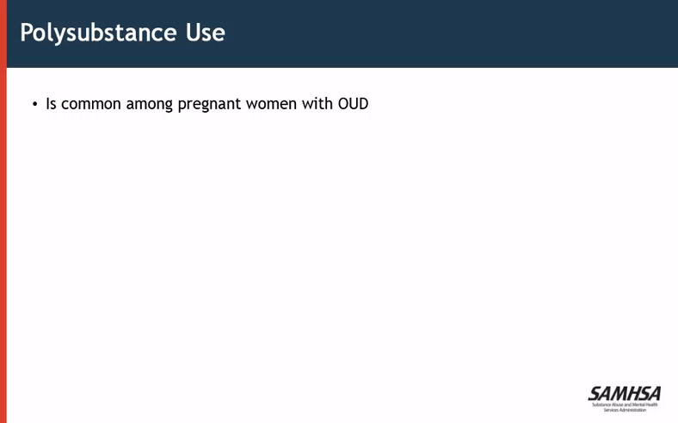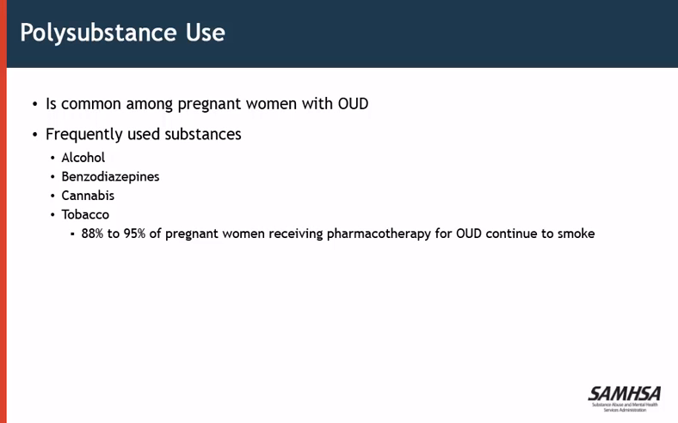Polysubstance use is common among pregnant women with OUD. The most frequently used substances include alcohol, benzodiazepines, cannabis, and tobacco. While receiving pharmacotherapy, 88 to 95% of women continue to smoke tobacco. Adverse outcomes such as low birth weight and more severe neonatal abstinence syndrome, known as NAS, symptoms can result from polysubstance use and are strongly associated with tobacco use.